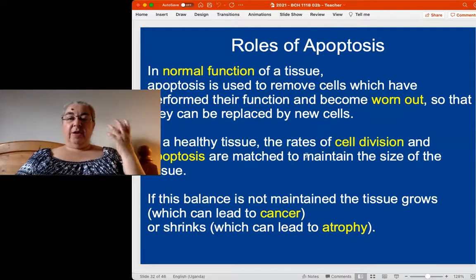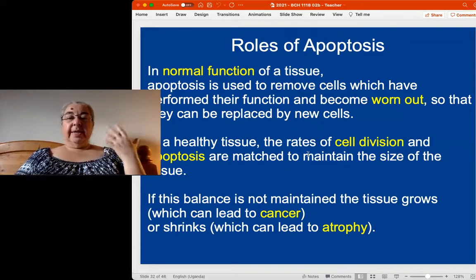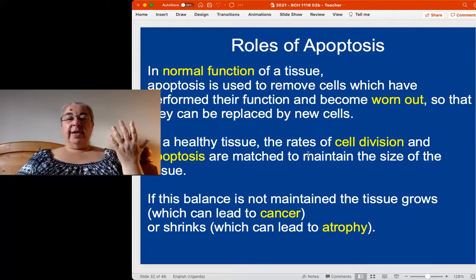So if you think of a normal healthy tissue, perhaps an organ like the liver in a healthy person, it needs to stay the same size, but liver cells get worn out and used up relatively quickly. So apoptosis has to be happening to get rid of the worn out cells, and cell growth and cell division has to be happening to make new cells to replace the cells that are removed by apoptosis.